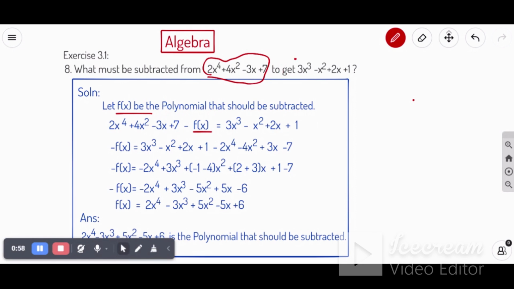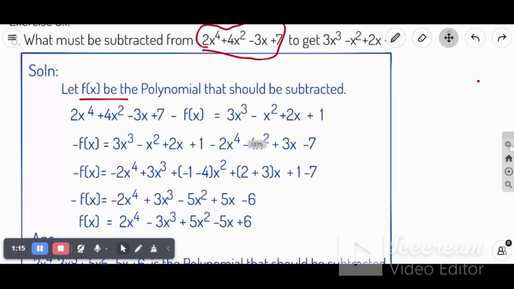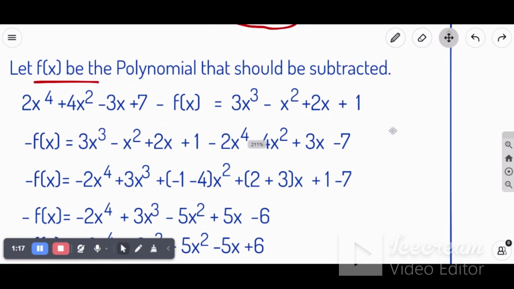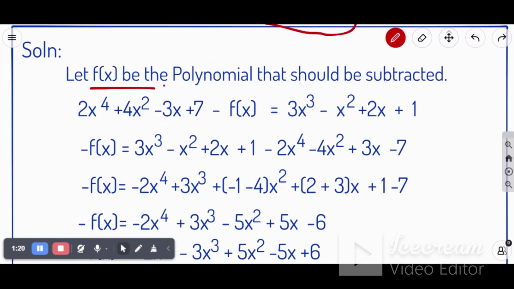And to get, I already told in the previous session, to get means you have to put equal to. So f of x I am subtracting from this polynomial to get your answer. So let us go into our question. In this question, I have written the first step. Let f of x be the polynomial that should be subtracted. So f of x should be subtracted from this polynomial to get this. Further you have to do the simplification only. Writing this step is very important.